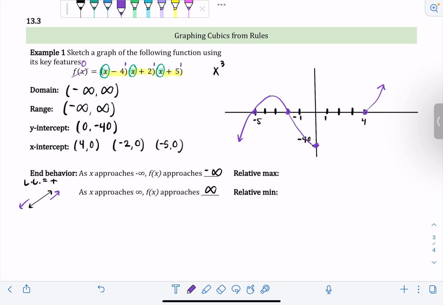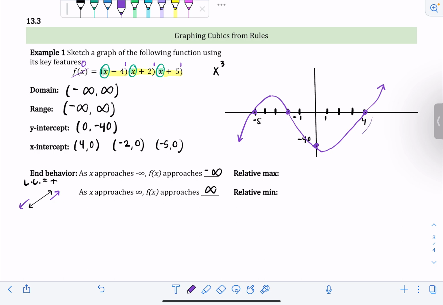It's not guaranteed that the y-intercept is a relative min or a relative max. We're not really sure, but it is going to cross through there at some point. I'm going to keep going down past it before turning around. But again, we don't know. So if you turn around at the y-intercept, it's okay. It's not incorrect. We're just doing our best to sketch it.